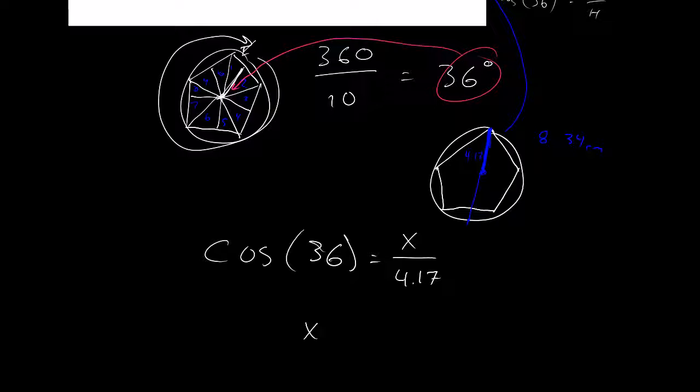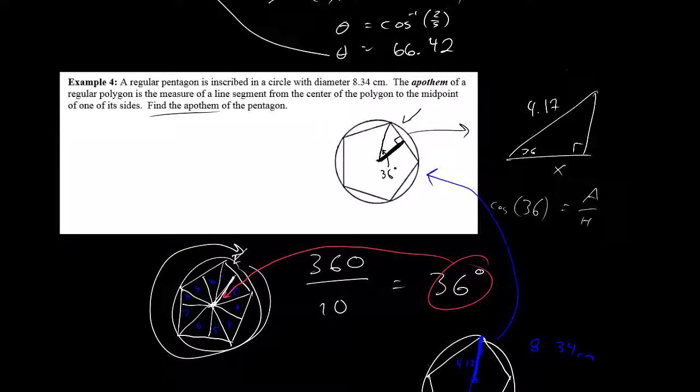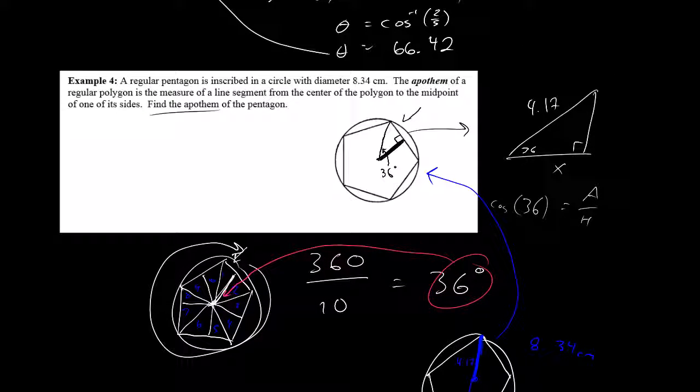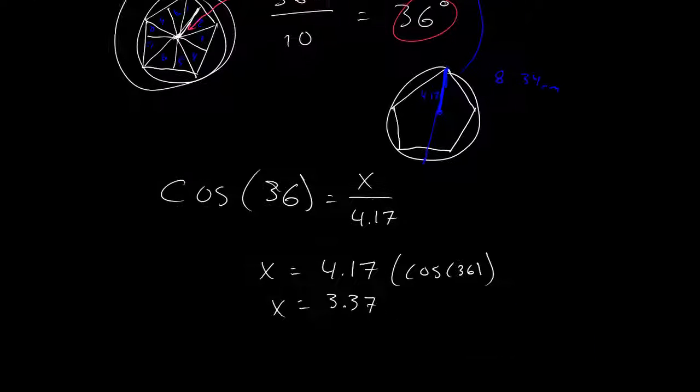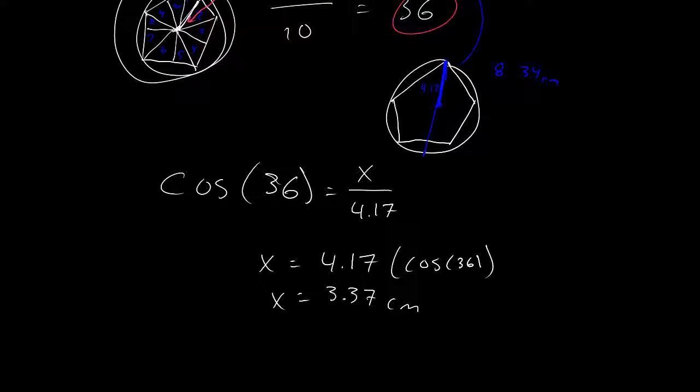So now we just need to multiply both sides by 4.17 times cosine of 36, and we're going to get our x. So x is equal to 4.17 times cosine of 36. Bada bing, bada boom. 3.37. And what type of unit do we have here? We have centimeters. Notice the centimeters. Make sure you add that in. Centimeters. Bada bing, bada boom, and we're good to go.